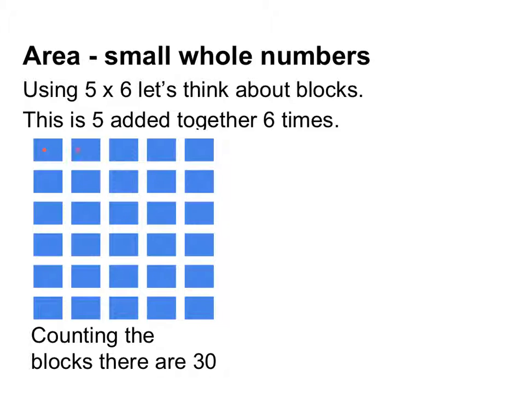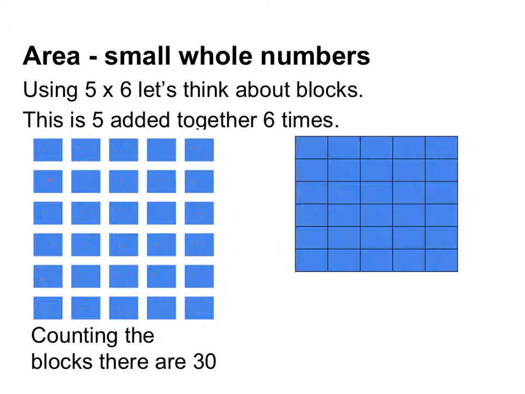So 1, 2, 3, 4, 5, up through 30 blocks. So I know that if I take a group of 5 6 times, then I end up with 30. So let's push all those blocks together. So now they make a nice compact rectangle, and they look something more like this.